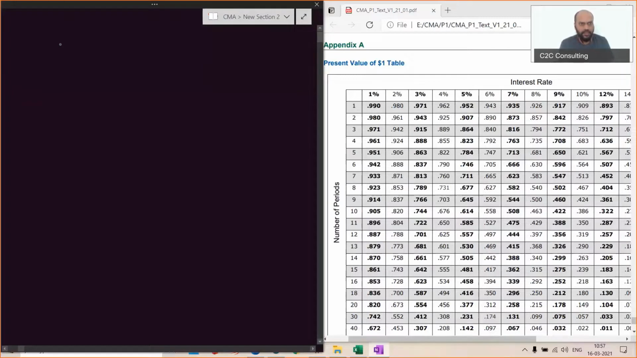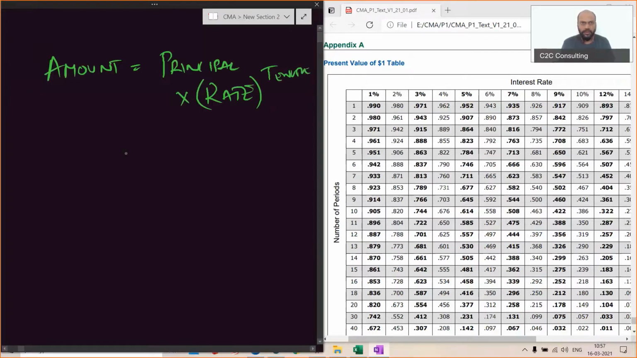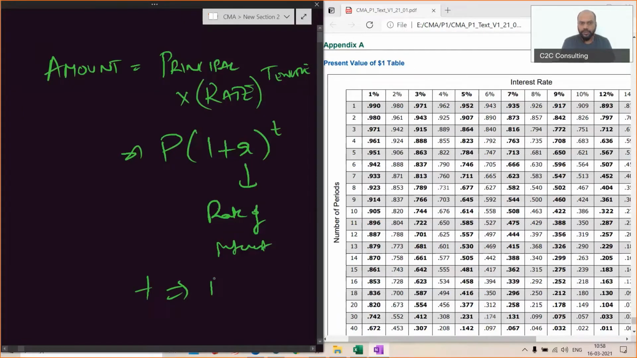Hi, this is CMA Kiran of C2C Consulting, and let's dive into understanding the present value table. During our schooling days, I'm sure all of you will remember that we said amount is a function of principal into your rate, and we extrapolate this for the power of tenure. Alternatively, we can write it as P into (1 plus R) to the power of T, where R denotes your rate of interest, T denotes your time period or tenure, and P is your principal amount.